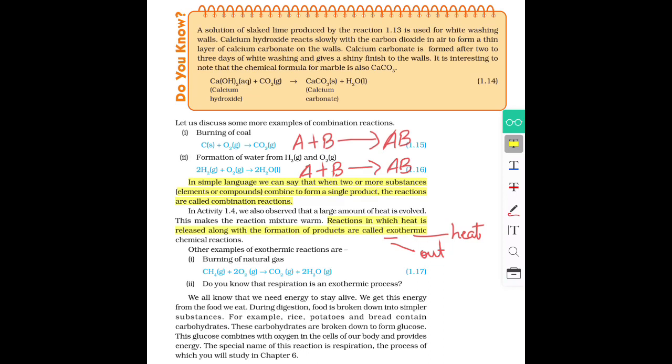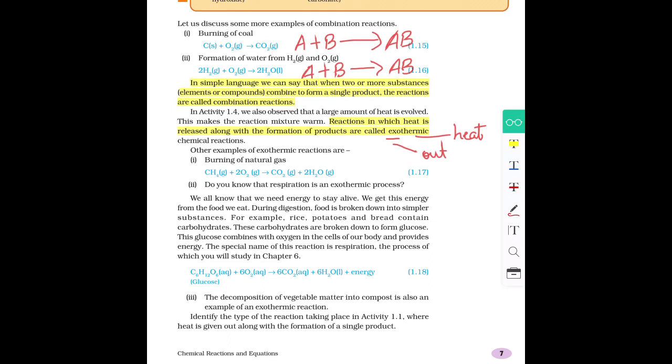The special name of this reaction is respiration, and the process by which it is carried out will be studied in chapter 6. So the equation can be written as C6H12O6, that is glucose, plus 6O2 in aqueous state gives 6CO2 plus 6H2O plus energy. So it is an exothermic reaction. The decomposition of vegetable matter into compost is also an example of an exothermic reaction.